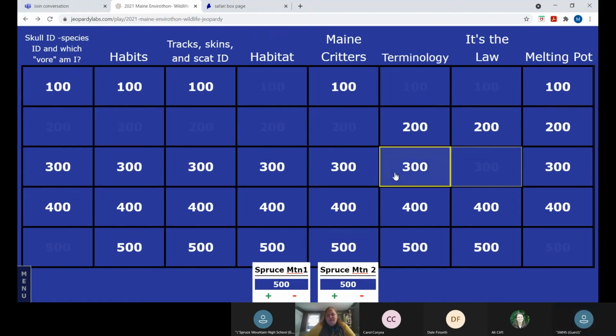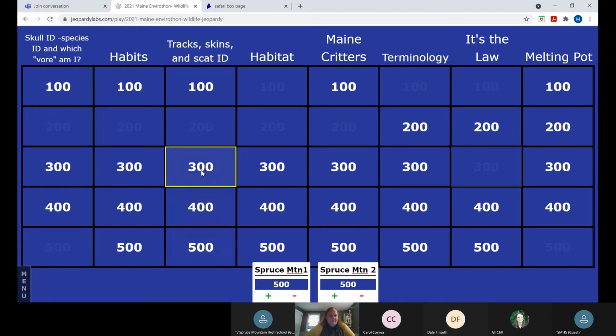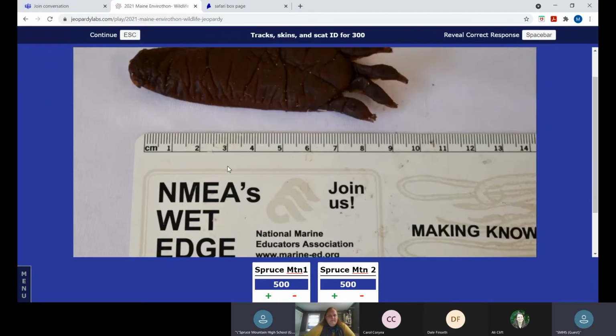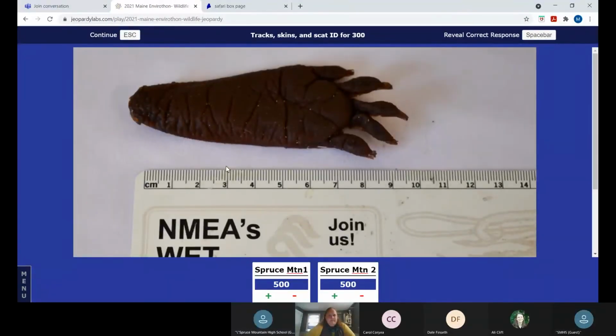Okay, Spruce Mountain 2. What are we doing, Owen? Alrighty. Let's do track, skins, and scat ID for 300. That's a weird looking foot. So it's a back foot, most likely. About 10 centimeters. You know what?